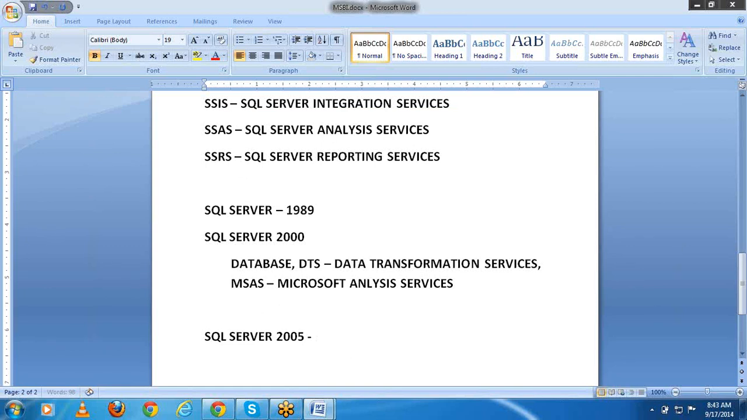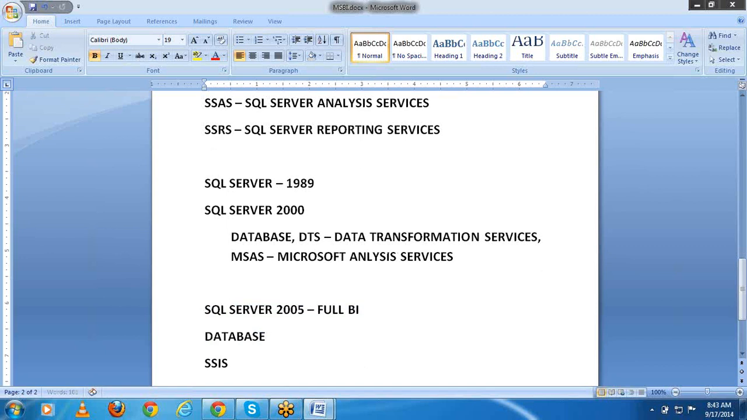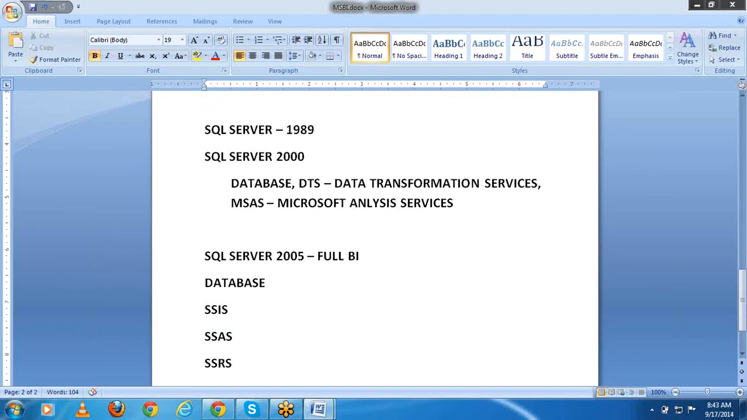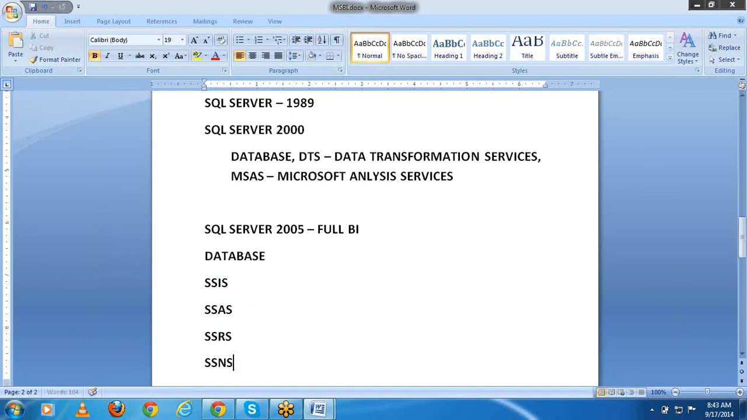This was named as full BI. Everyone used to call it full BI, and this created a good demand in the market. SQL Server created itself a good demand in the market because of its features. It provides database, it provides SSIS, SSAS, SSRS, and along with that it provides SSNS. This is called SQL Server Notification Services.